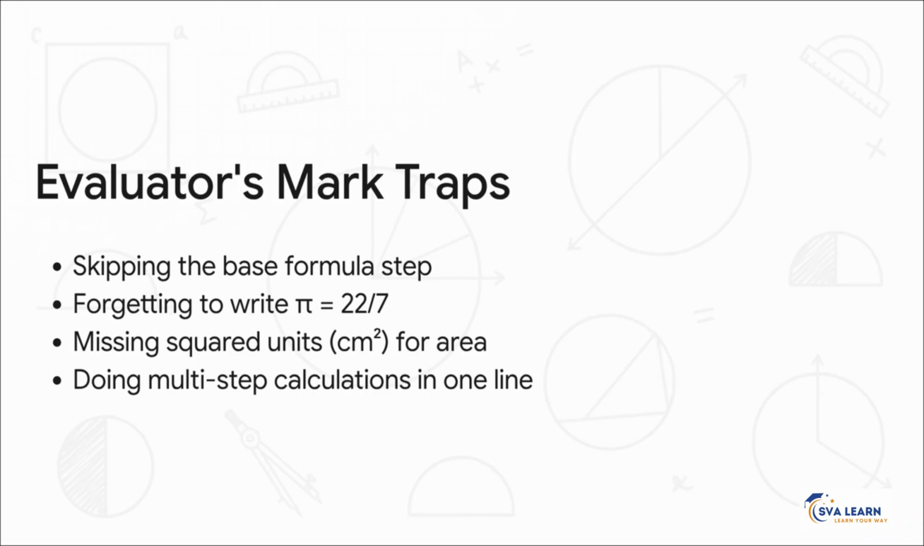Here are my rapid-fire traps. Number 1, skipping the base formula step. We just covered why that's literally deadly. Number 2, forgetting to use pi as 22 over 7 when substituting. You know, the board usually designs the radius to be a multiple of 7, so it cancels out beautifully. Number 3, missing the squared units for area. And number 4, doing multi-step calculations in one single line. Don't do it. Break it down, show me your steps, make it incredibly easy for me to give you marks.